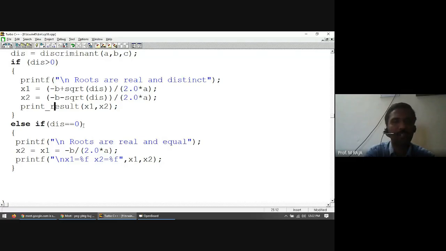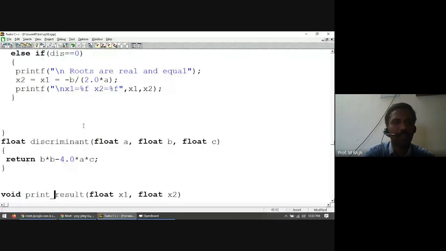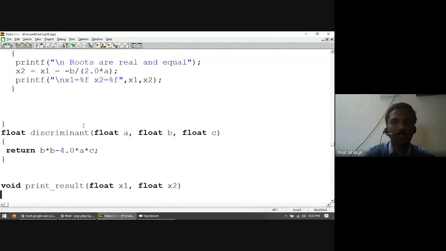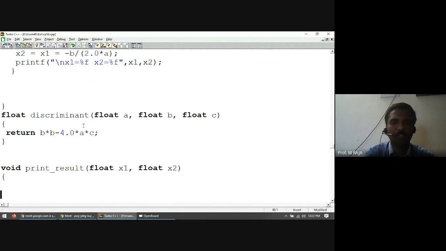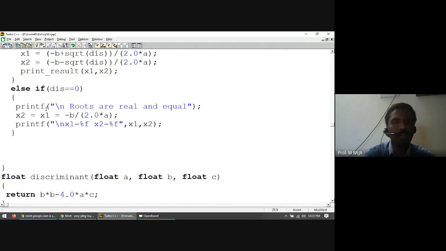This is a function so that x1 and x2 are passed to this print underscore result. That's what we are writing here, a function: void print underscore result. The result is printed here, so that here also I can make the same function call print underscore result x1 comma x2. Thus we are simplifying the task by defining a function because a function can be called any number of times.